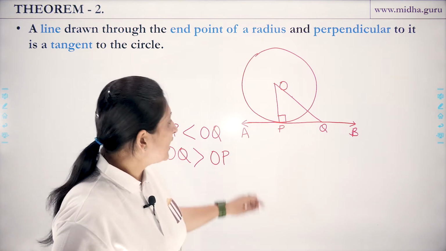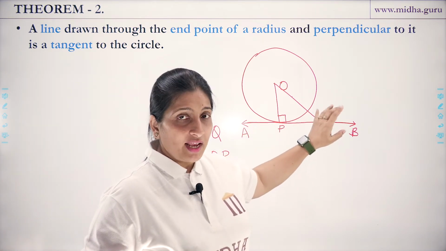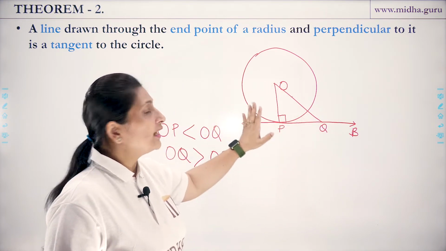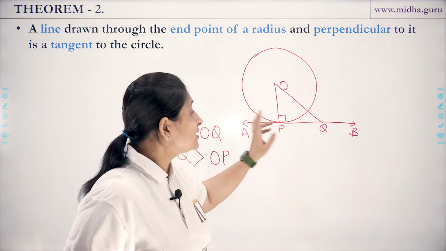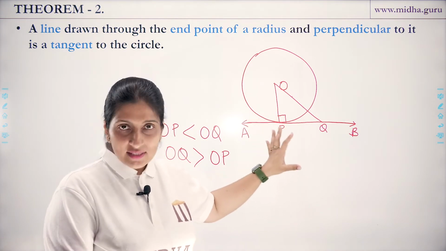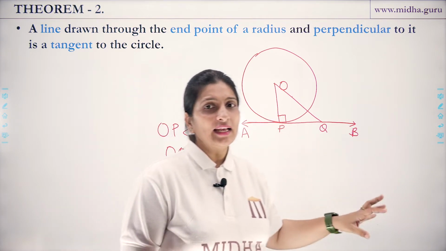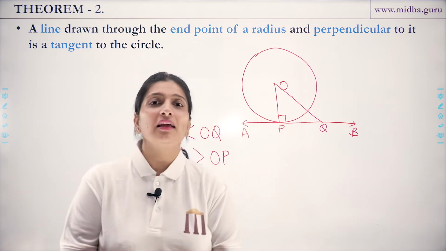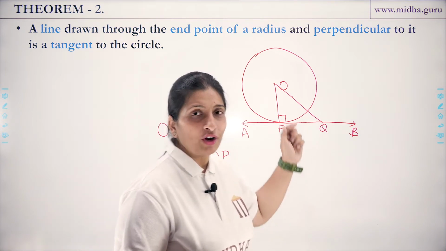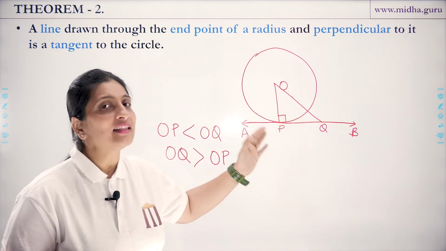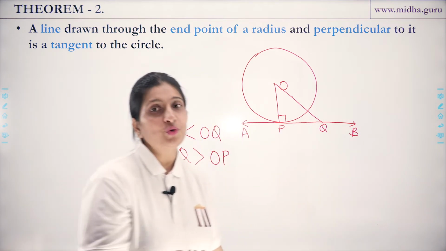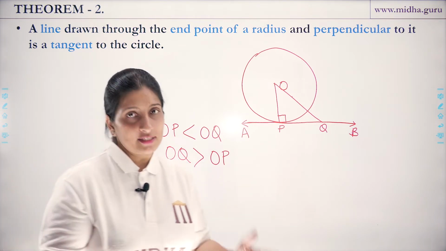Now if we take any other points on this line, that will be greater than OP. That means if it is greater than OP and P is lying on the circle, any other point apart from P will lie outside the circle. So there is only one point of contact between the circle and this line, that is P. So therefore this is the tangent to the circle. We have proved that this is the tangent to the circle.